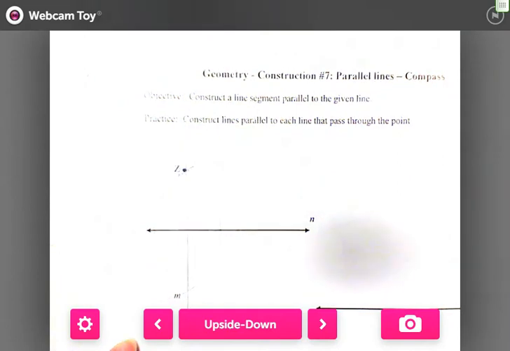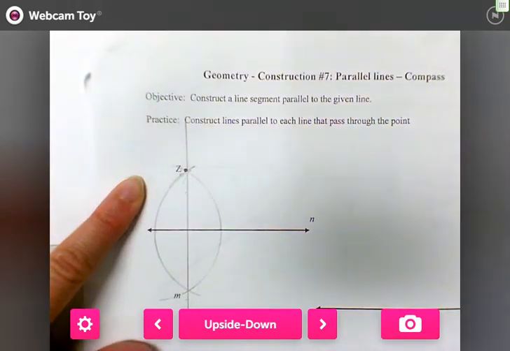Now I'm going to turn it sideways. Are you ready? Everybody's here? If you're not here, get here first.